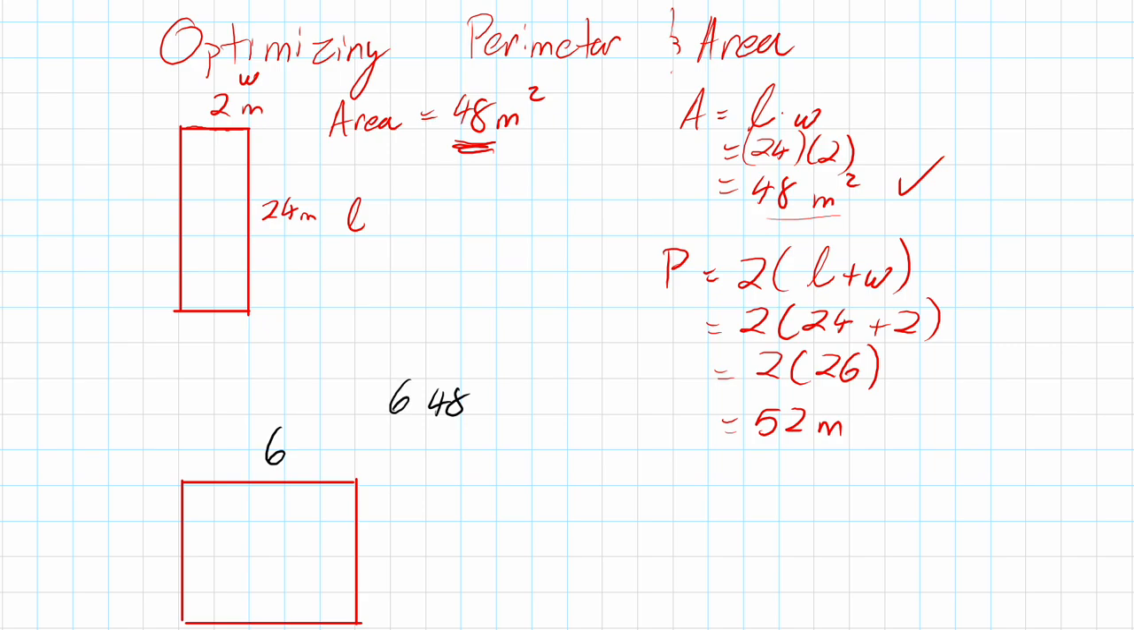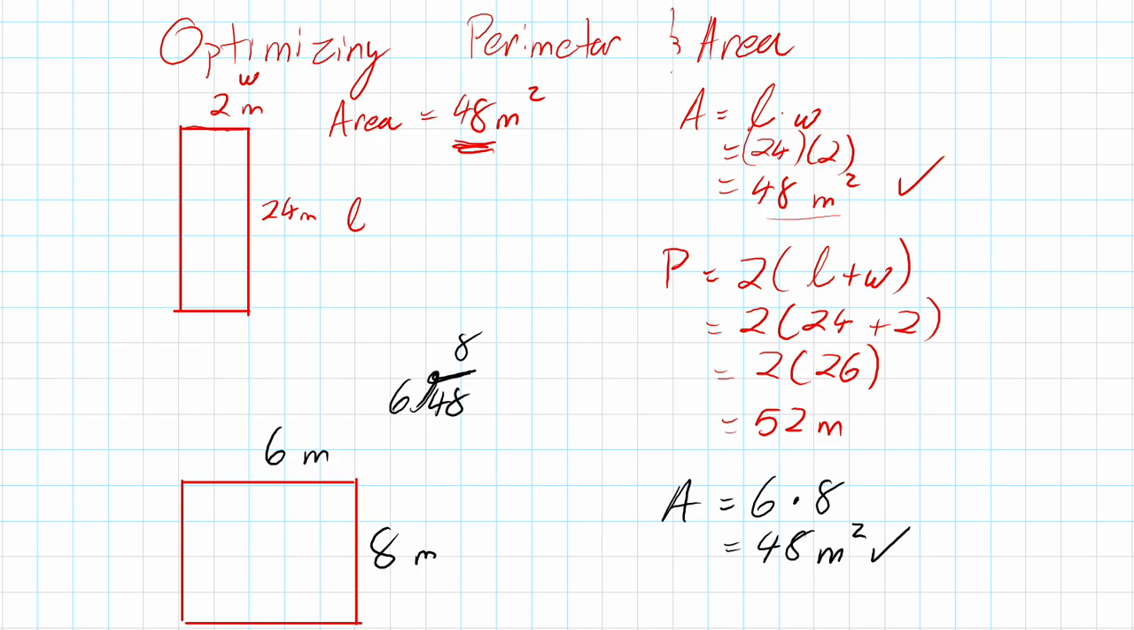I can quickly check this with a division. How many times does 6 go into 48? I can try my multiplication table. 6 times 5 is 30, times 6 is 36, 7 is 42, 8. It goes in 8 times. So if I do 6 and 8 for the lengths, I can check the area. 6 times 8 gives us 48 meters squared. Perfect, that checks out. We're within our constraint for area.